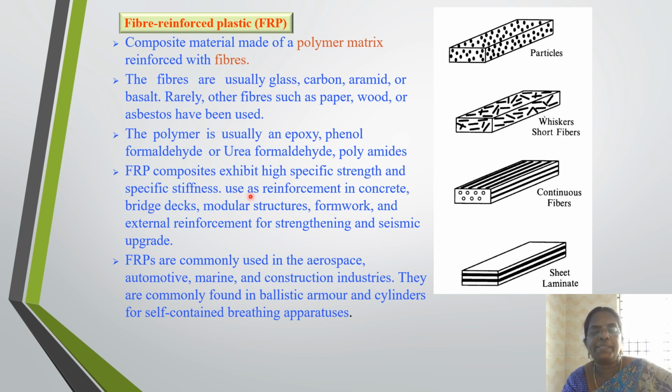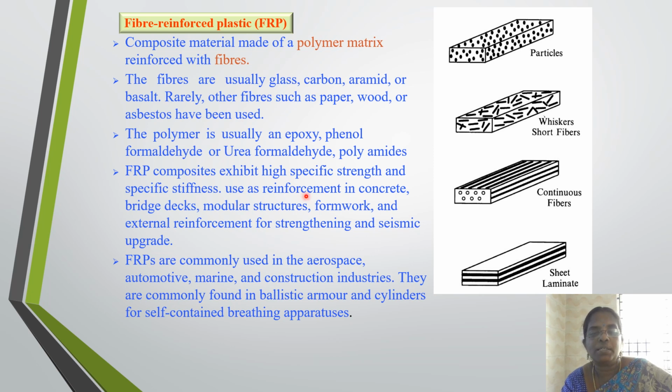This FRP exhibits high strength, high specific strength and high stiffness. So why do we want this composite material? We want to equal the property of steel or iron, which has a higher strength. So we want to bring it to that level, where polymer is a plastic material with less strength. This reinforcing phase increases the stiffness and the strength of the material. We'll see in detail in the same class.